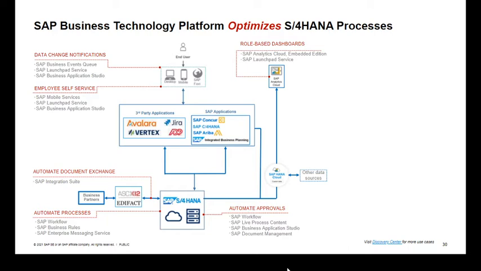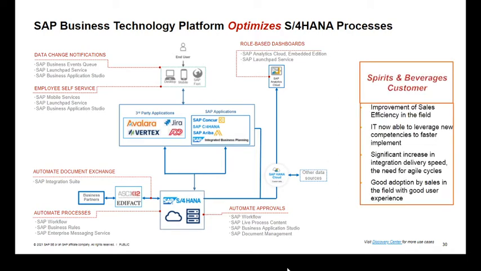This is all coming, for this particular example, from a spirits and beverages customer, where they have been able to do bigger improvements in their sales efficiency and to build up new competencies, and it was faster for them to implement, and they're moving ahead and bringing in more and more and faster also innovation. Okay.